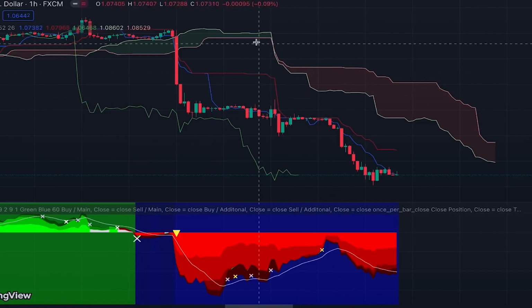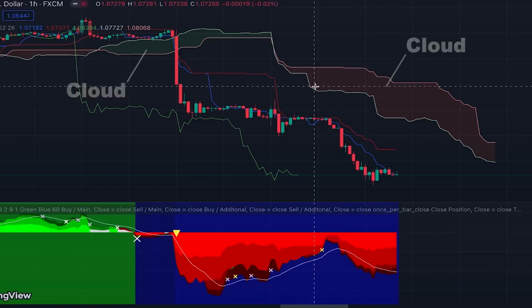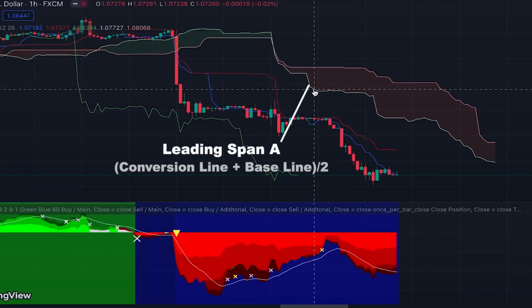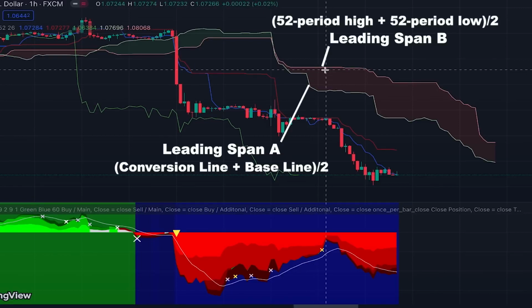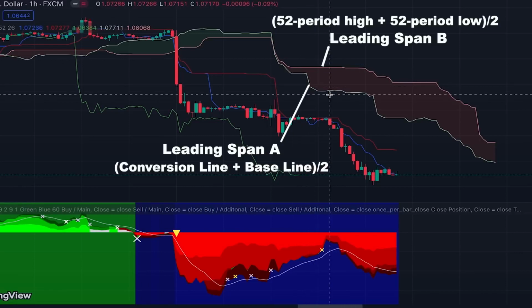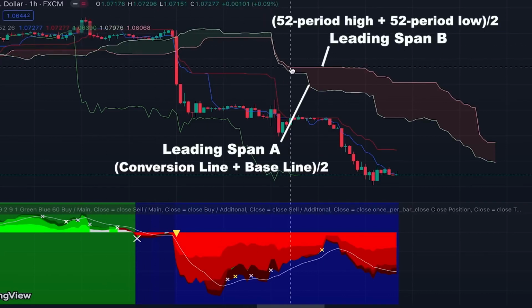Alright, these red and green areas are called the cloud, and they are formed with the help of these green and red lines. The green line is called leading span A, and it's calculated as conversion line plus baseline, divided by 2. And the red line is called leading span B, and it's calculated with this formula: 52 period high plus 52 period low, divided by 2. These two lines also act like moving averages, and as you can see, the red line, which is calculated based on 52 periods, is smoother and stays farther away compared to the green line, and their crossovers show the direction of the market. When the green line crosses above the red line, the cloud becomes green, and when the green line crosses below the red line, the cloud becomes red.